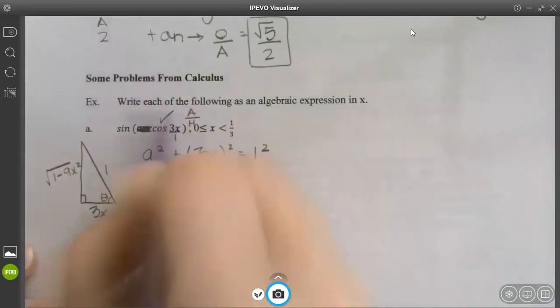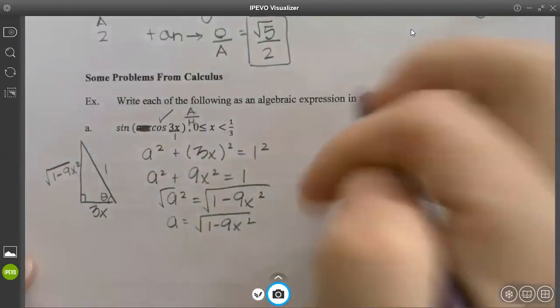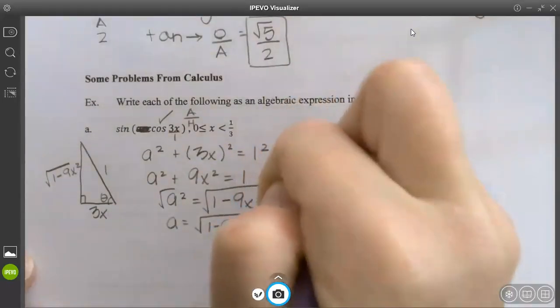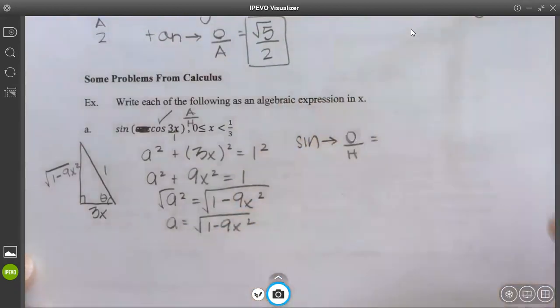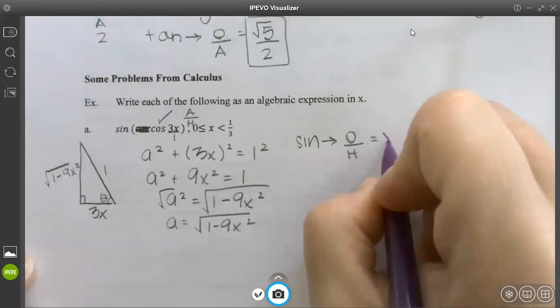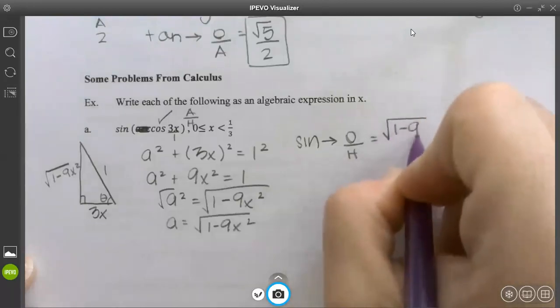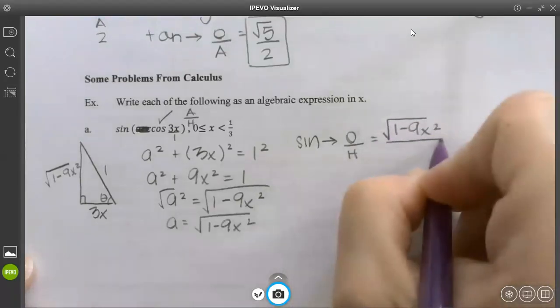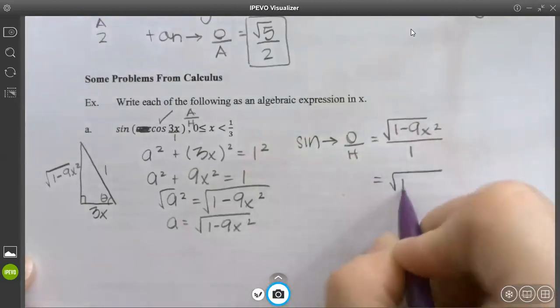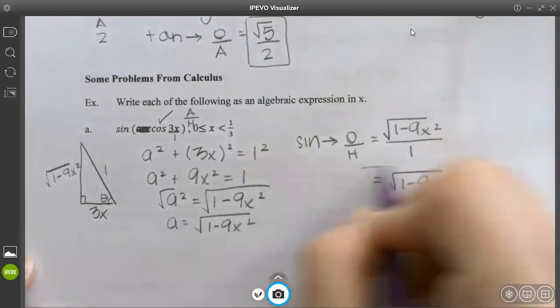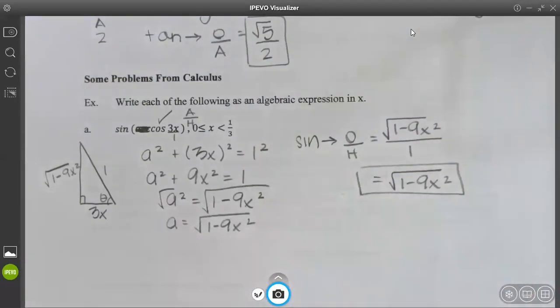So we did the cosine part. What do we need to do now? Sine is, what was our opposite? Square root of 1 minus 9x squared. What was our hypotenuse? 1, which reduces to the square root of 1 minus 9x squared. It's just an expression, guys. So do not feel like you're doing it wrong. You do it the same exact way. You just have letters left over. That's all.